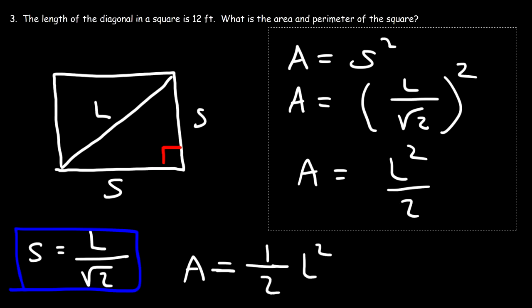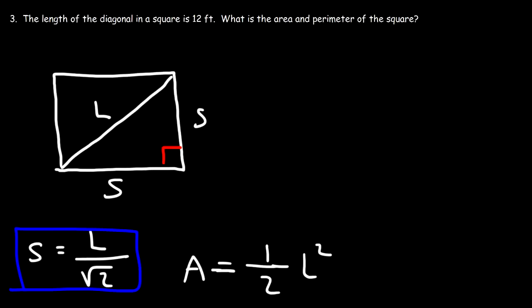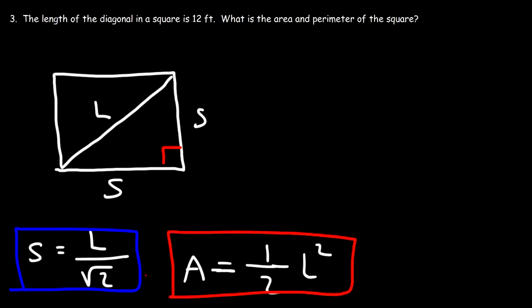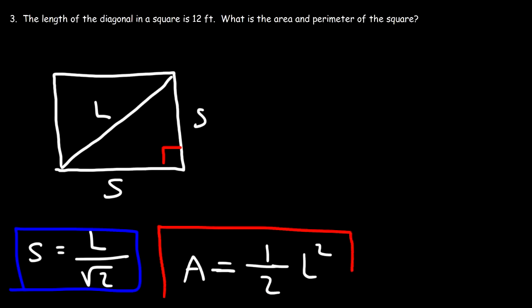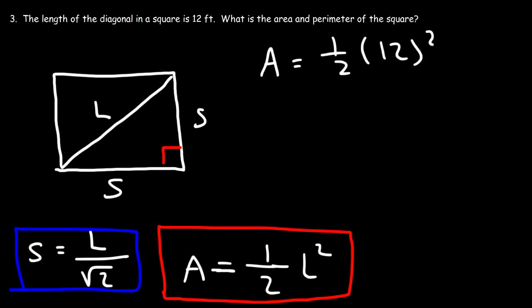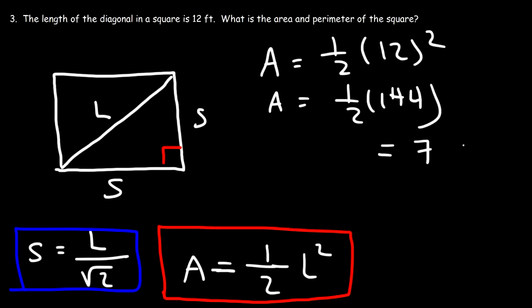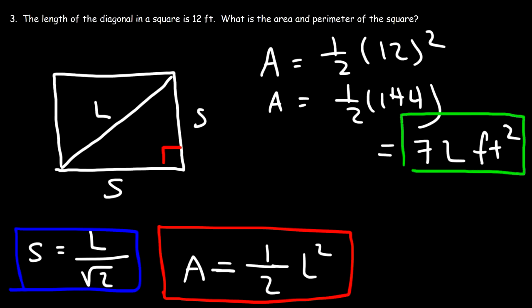And so let's use that formula to get the area of this square. So the length of the diagonal is 12, and 12 squared is 144. Half of 144, half of 14 is 7, and then half of the other 4 is 2, so half of 144 is 72. So it's going to be 72 square feet. And that's the area of this particular square.